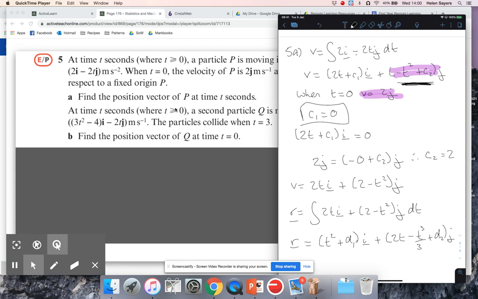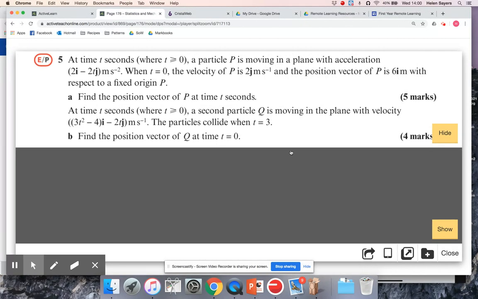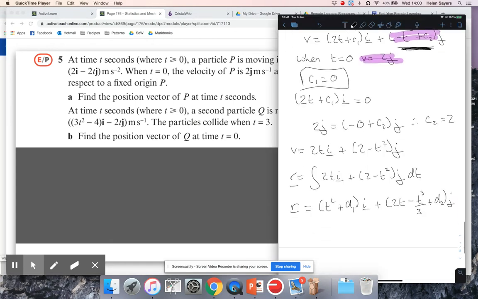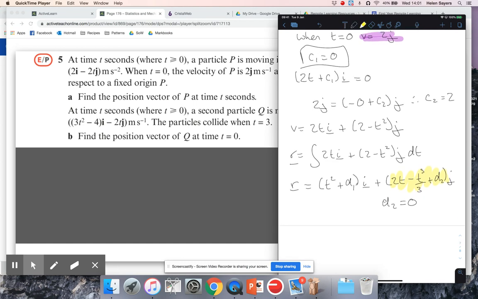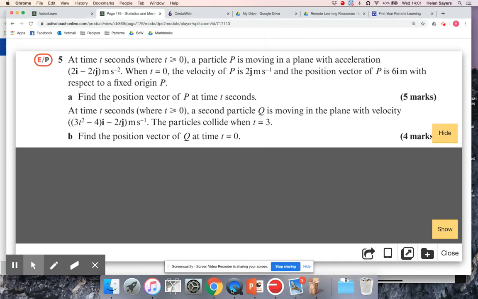And then they tell me that the initial position is 6i. So this time round, I can straight off say that the initial position in the j vector is 0, so D2 must equal 0. And looking at the i components, when t is 0, r is 6i.